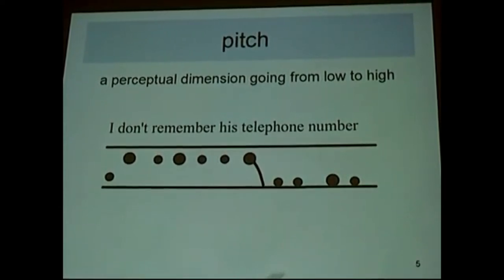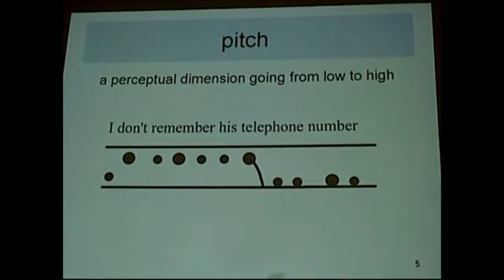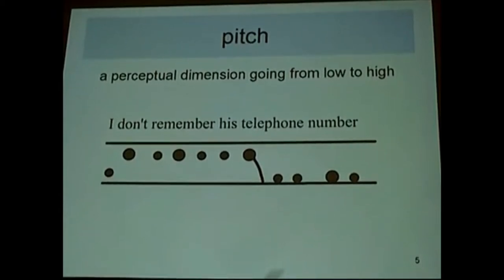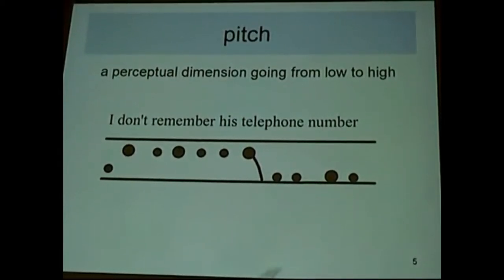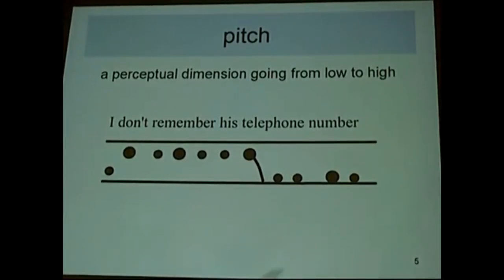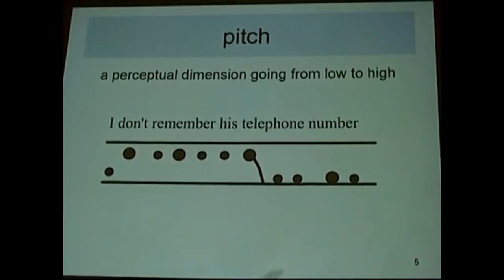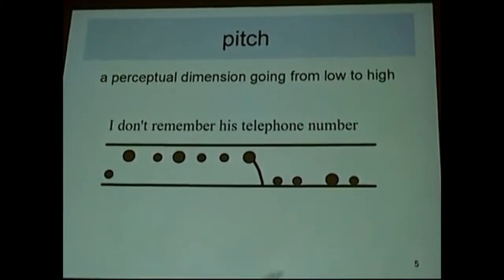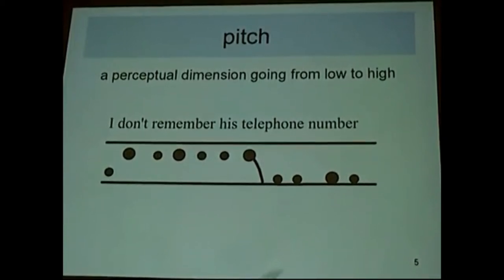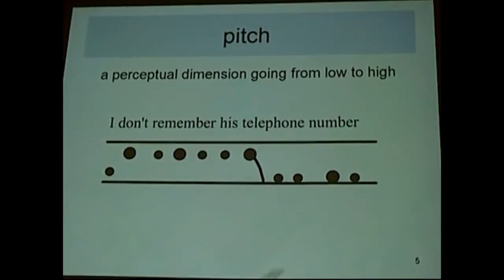The pitch that we judge, the pitch we hear when we're listening to speech, is mainly related to one physical property, which is the frequency of vibration of the vocal folds in the larynx. When we make voice sounds, we make our vocal folds vibrate, we can control the frequency of vibration, and roughly speaking, when the frequency is low, we hear a low pitch, when the frequency is high, we hear a high pitch.